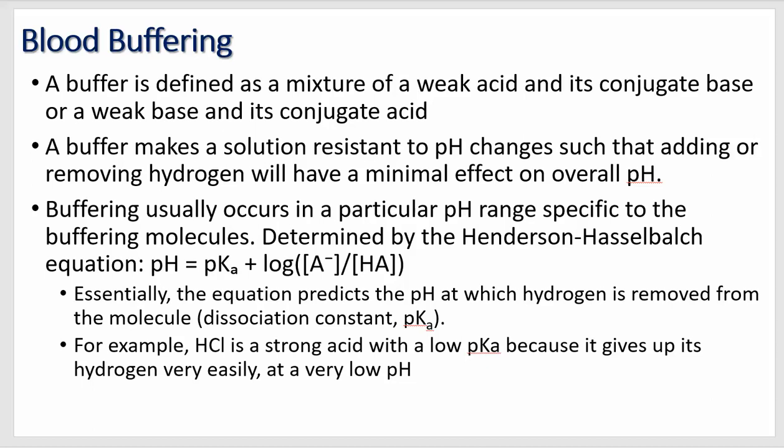Usually the molecule or chemical that's used as the buffer, in our case carbonic acid and bicarbonate, works in a certain range of pH. We're going to see what that is. So buffering occurs in that particular pH range. It's determined by something called the Henderson-Hasselbalch equation. So we can kind of have PTSD from chemistry when we learn this.